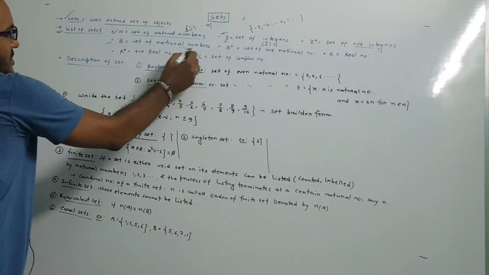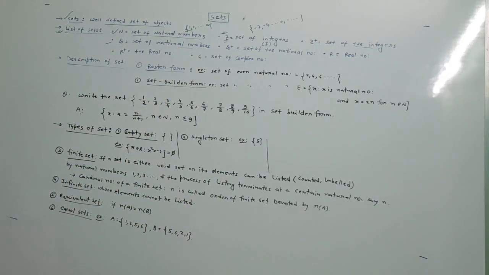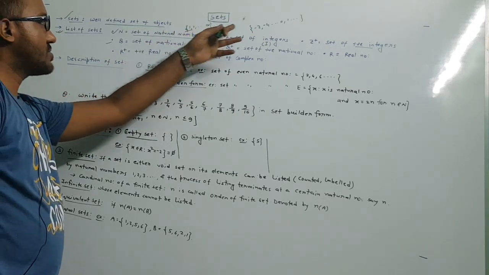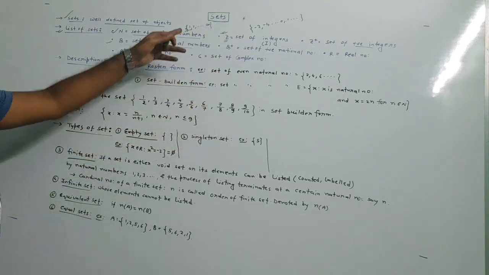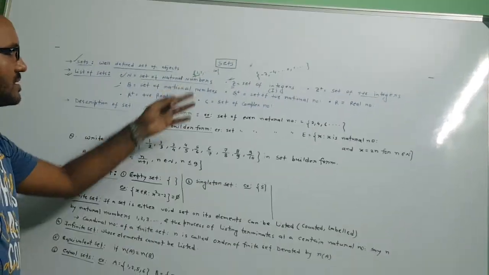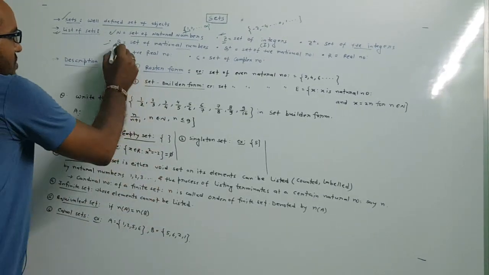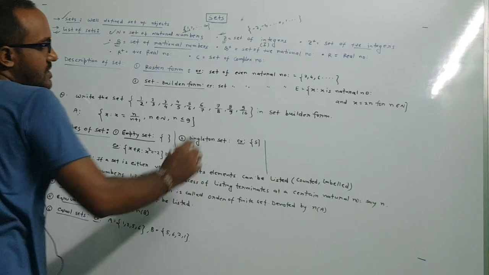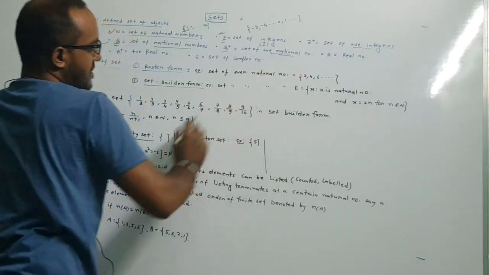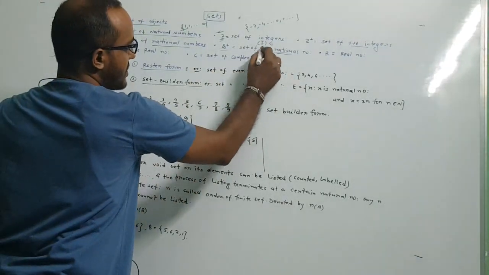Set of rational numbers, that is, numbers in the form p by q. So these numbers are also in the set of rational numbers, right? Because 2 can be written as 2 by 1, 3 can be written as 3 by 1, that is, it is in the form p by q. So Q is the set of rational numbers, and Q plus is the set of positive rational numbers.